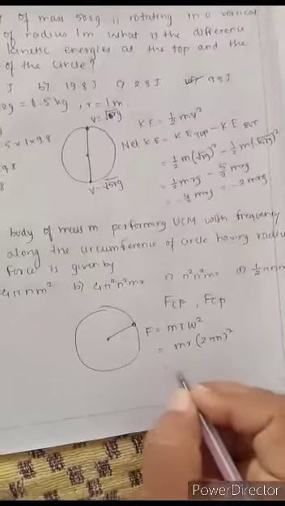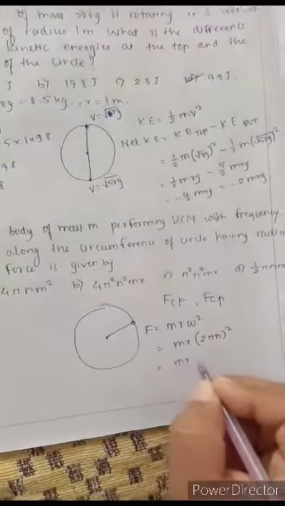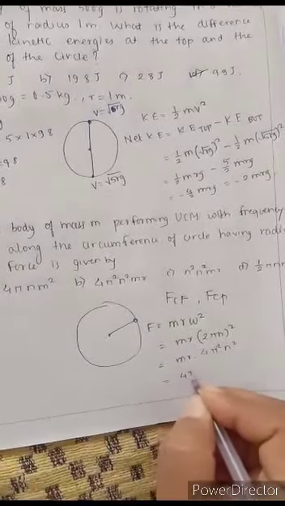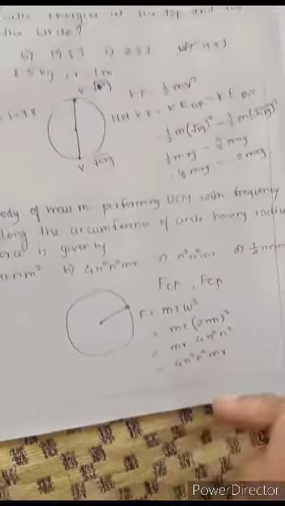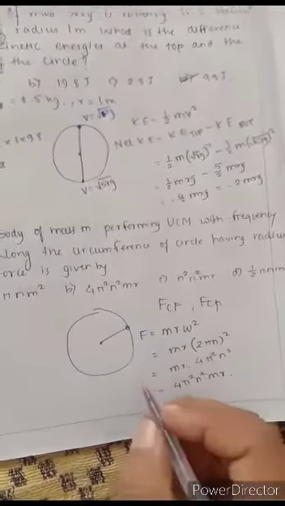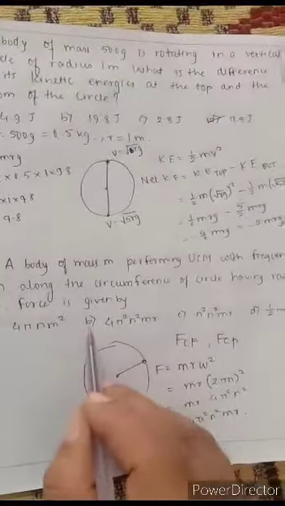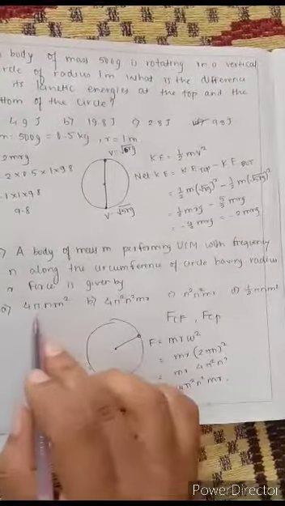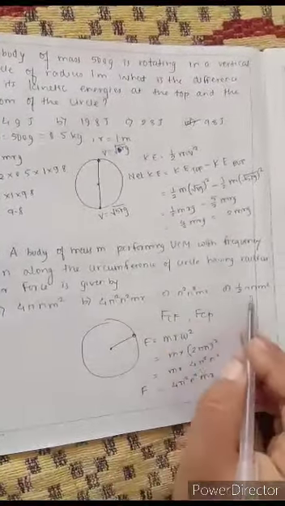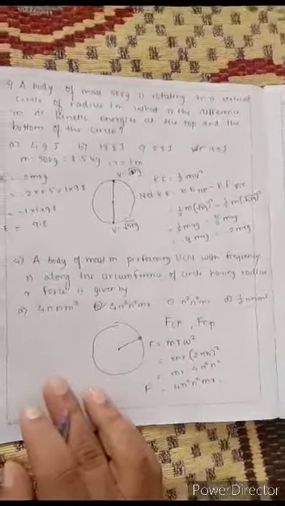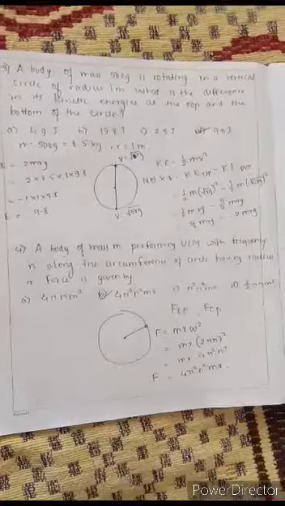Okay, so by squaring these terms I will get 4 pi square n square. So let me write it as 4 pi square n square m r. This is my answer for force. Now let us check whether we have this option or not. Yes, we have this option here, option B. As you can see, there are 4 options: first, second, third and fourth. From these I will tick option B. Okay, so I think this is clear, everyone.